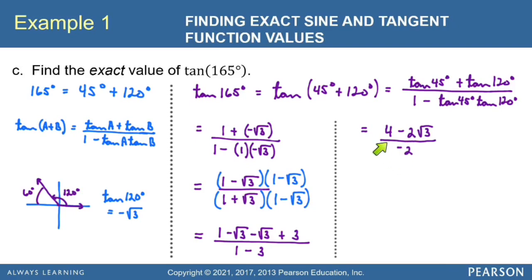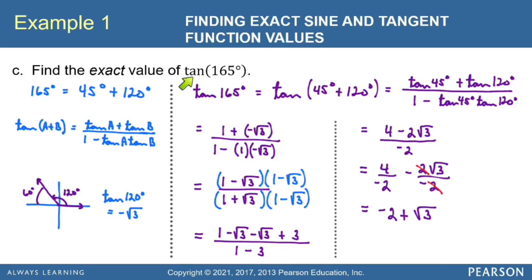Now we know that this can be reduced because all 3 of these numbers can be divided by 2. So what we'll do is split this into 2 fractions. We'll have 4 over negative 2 minus 2 square root of 3 over negative 2. The first term where we have 4 over negative 2 will reduce to negative 2. And the second term, where we have minus 2 square root of 3 over negative 2, we know minus negative is going to give us plus, and then our 2's divide out, so we just are left with square root of 3.